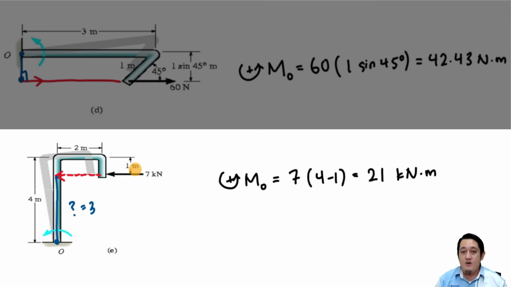So this is how you calculate the moment in 2D. Hopefully you can understand. Please make sure that you choose the distance which is 90 degrees with the line of force, and then you need to make sure of the rotation direction of the force.